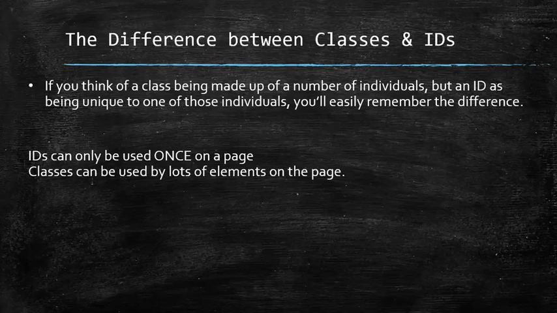The difference between classes and IDs is something that a lot of people get confused about, but the easiest way to remember it is if you think of a class being made up of a number of individuals, but an ID as being unique to one of those individuals, then you'll remember the difference. IDs can only be used once on a page, and they tend to represent the major design elements of a page. Classes can be used by lots of elements on the page. So IDs are unique, classes are not.